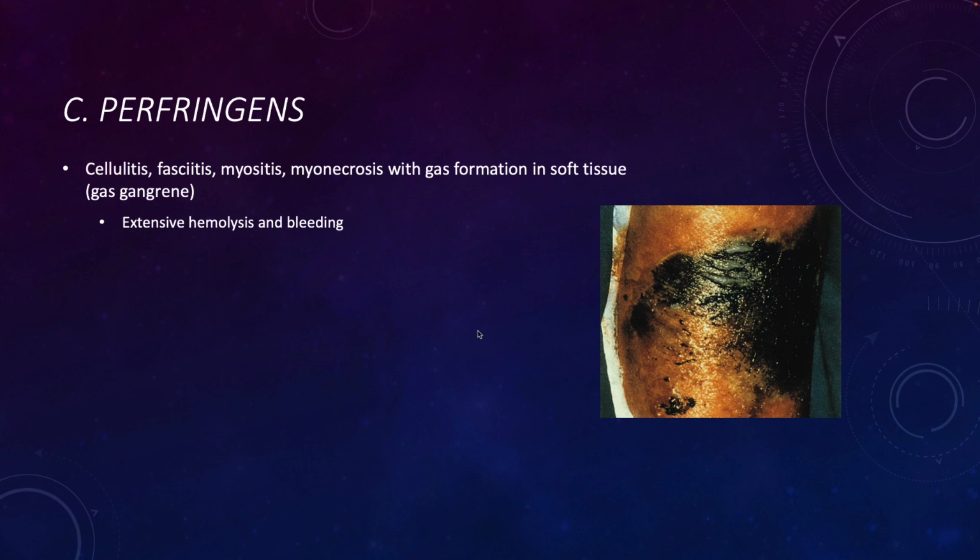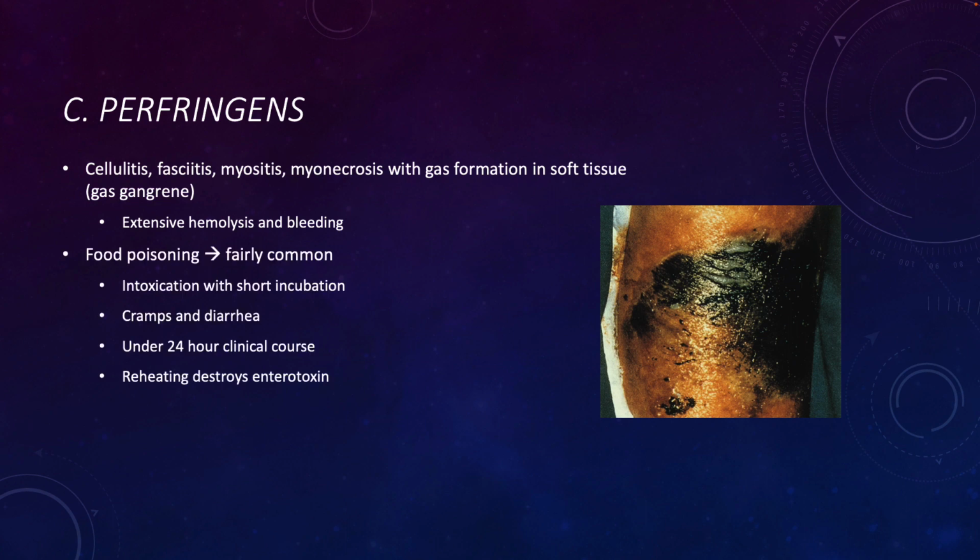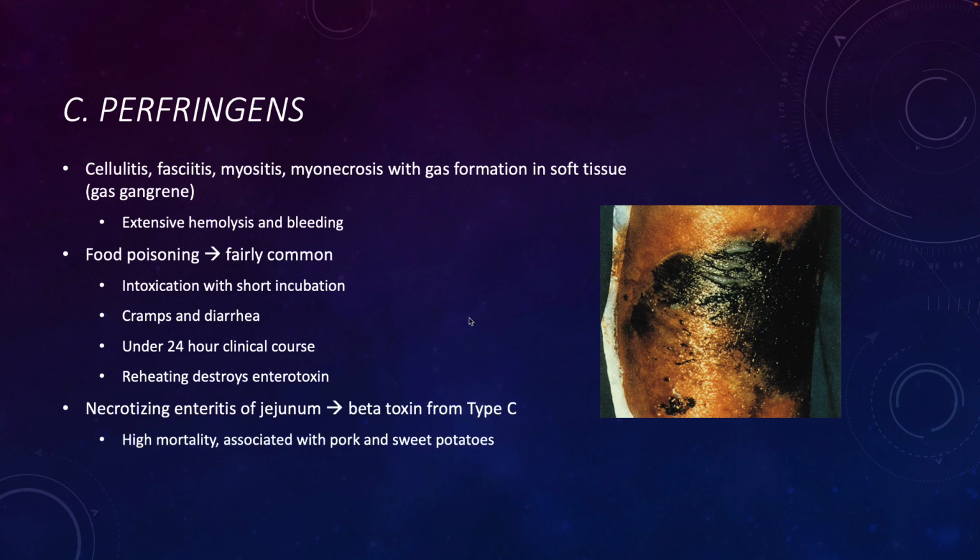So in your patients that have skin and soft tissue infections, there is cellulitis, fasciitis, muscle necrosis with gas formation in the soft tissue, extensive hemolysis and bleeding. Again, this is an anaerobic organism. It wants to be deep within your tissues. Food poisoning is fairly common. It is an intoxication, so it's caused by toxin production with a short incubation, cramps and diarrhea, under 24 hours of clinical course, and reheating will destroy the enterotoxin. So if you heat your food well enough, you should not get Clostridium perfringens intoxication.